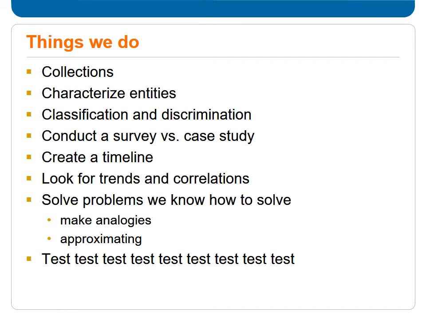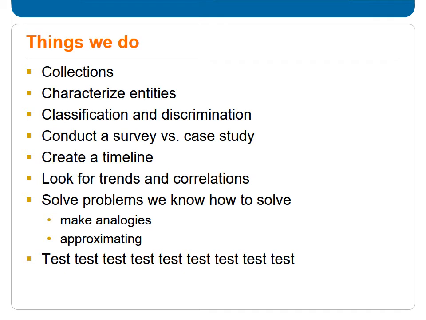The way we find things out often involves a collection of things. Once we have a collection started, we characterize the entities in that collection. We use their characteristics to form a classification system. We could conduct a survey and use our new taxonomy to discriminate and classify new members of our collection.